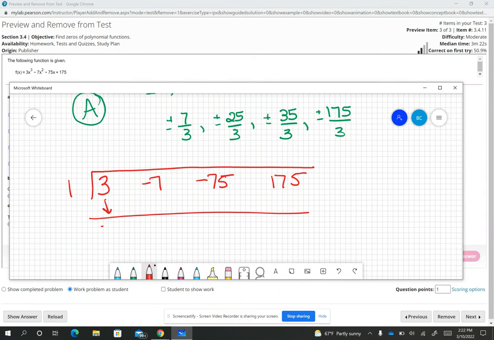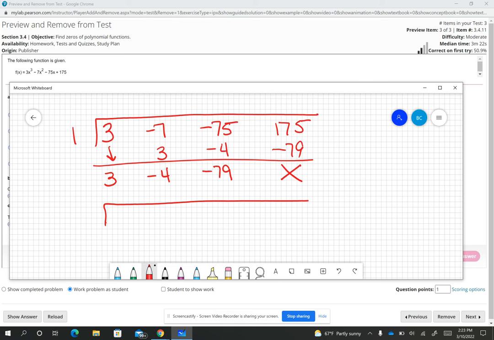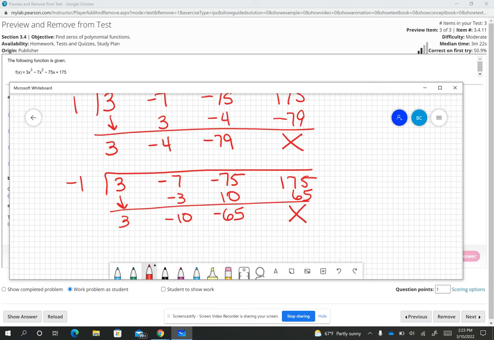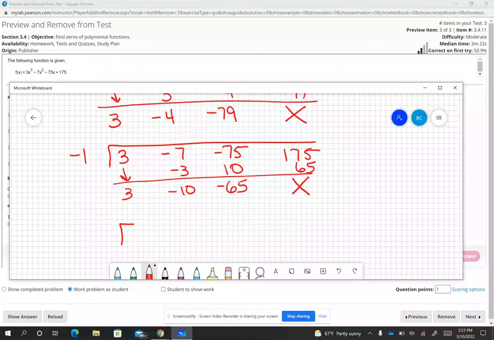See if 1 works. 1 times 3 is 3. And then negative 4. No, this is not working. I'm supposed to get 0. So 1 did not work. So let's try negative 1. Let's see if that works. So that would mean negative 3. So that's negative 10, positive 10, negative 65, and then positive 65. Nope, that's not working.